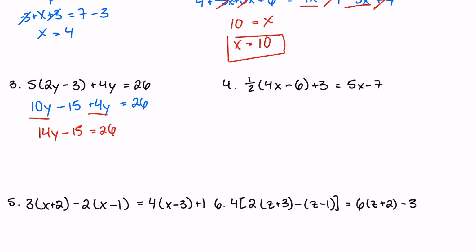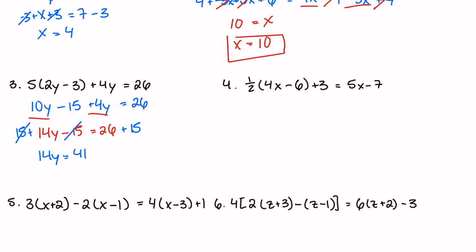Now I want my constants on one side and my variables on the other side. So I'm going to move this 15 to the other side. So since this is a negative 15, to get rid of it, we need to add 15. So we're adding 15 on the left side. But what we do to the left side, we must also do to the right side. So I'm going to also add 15 to the right side. Now this positive 15 will cancel with the negative 15. And we get 14y equals 41.